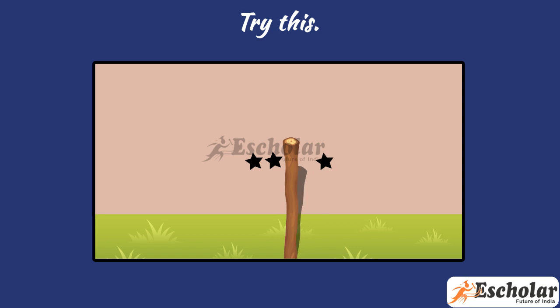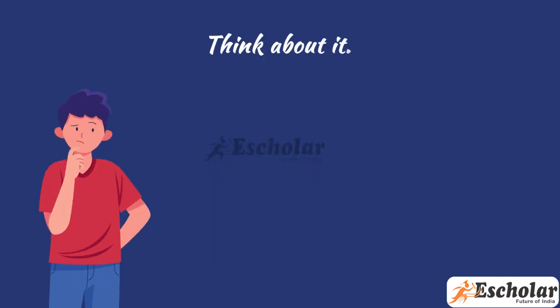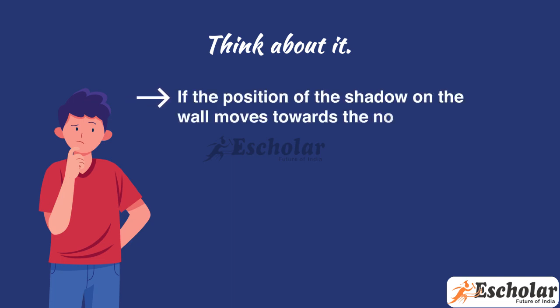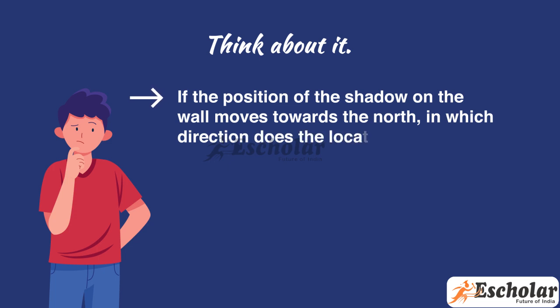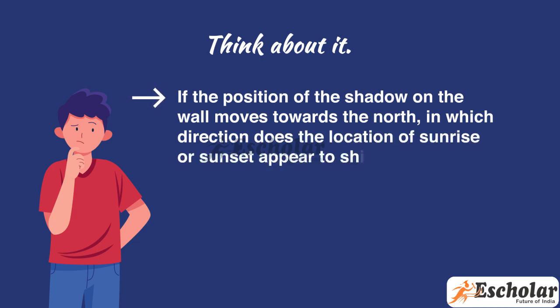The next part of the lesson should be dealt with in the month of September. Study the duration of daytime and nighttime on the basis of observations from the table for the month of September. What was the direction of the shadow of the stick in the month of September? On which day was the duration of the day and the night the same? Think about it. If the position of the shadow on the wall moves towards the north, in which direction does the location of sunrise or sunset appear to shift?